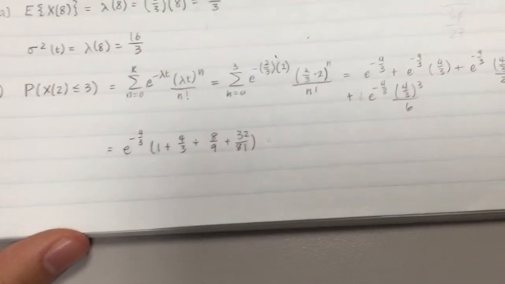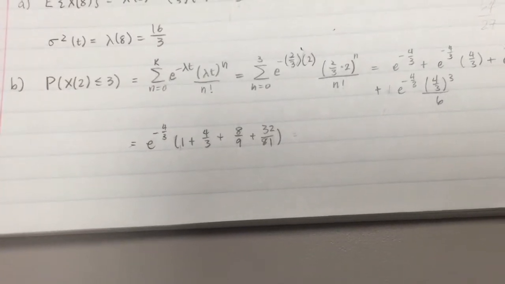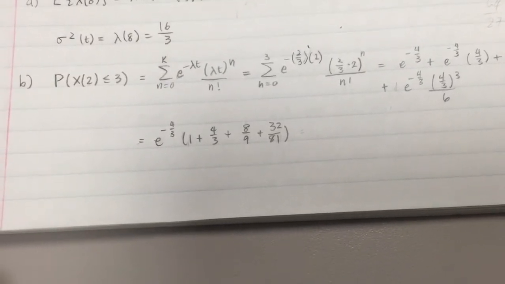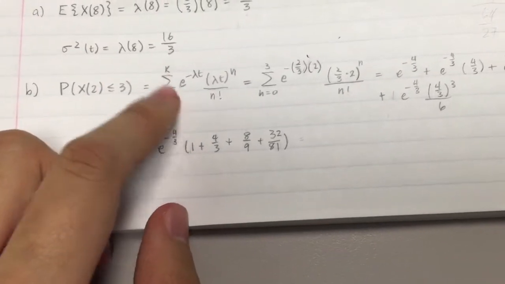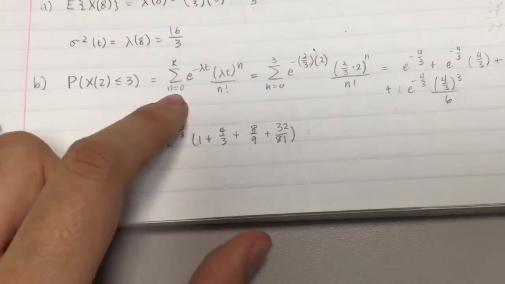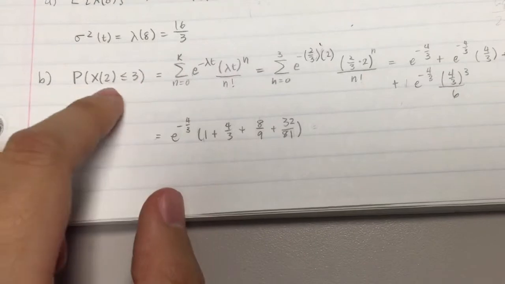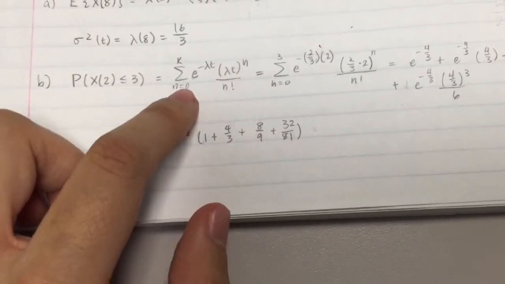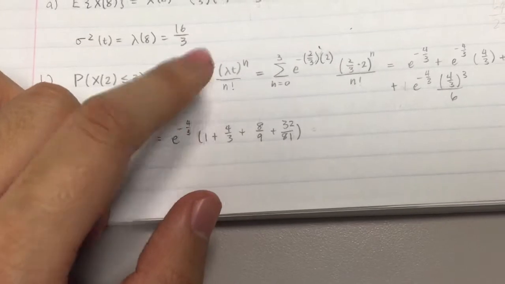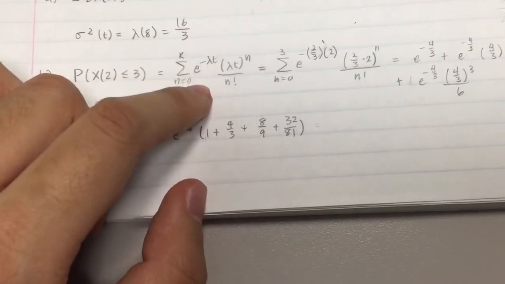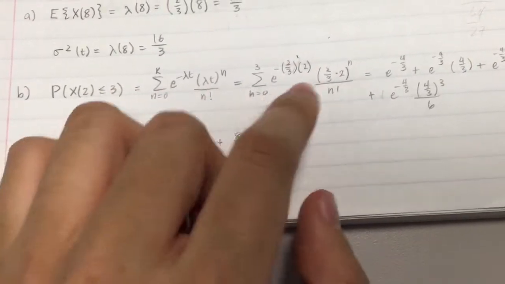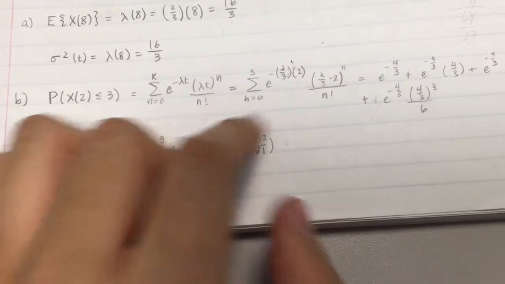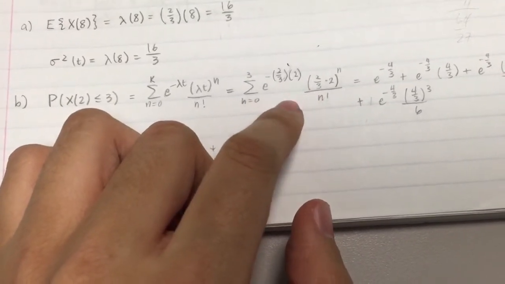Part B asks us to find the probability of X(t) when t is 2 is less than or equal to 3. And for this one, we have to use a summation because we want to find the cases from 0 to 3, because this is less than or equal to 3. So we use this summation formula, which is given to us in part 1, and we know t is 2, and we know that lambda is 2/3, so we just put this in the equation, in the summation.